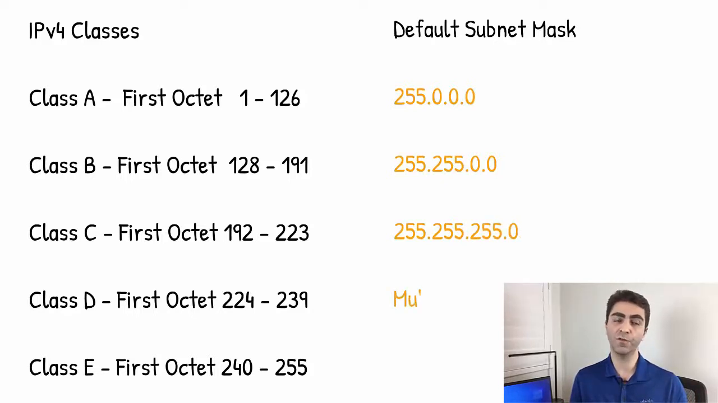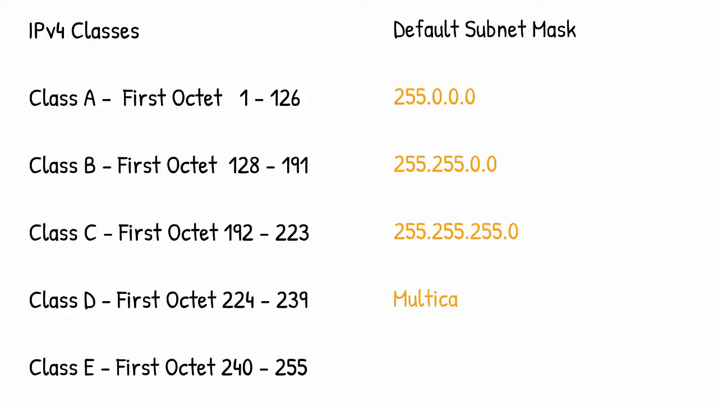class D is for multicast. It is another type of message that I will talk about later in next videos. And finally, the class E is called experimental. This is actually the former name, and the new name is reserved. So we cannot use these IP addresses in our networks.